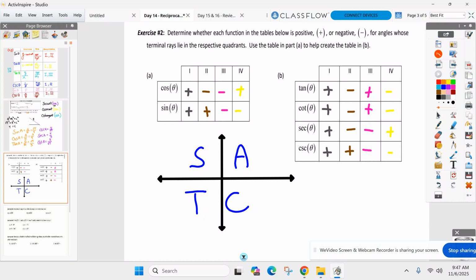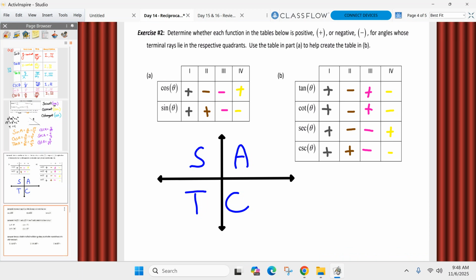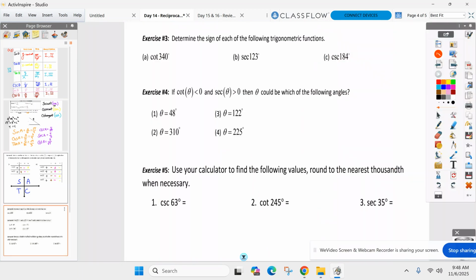So is everyone good? Its partner and the original are always positive and negative in the same quadrant. All right, here we go. Determine the sign now. Is it positive or negative?